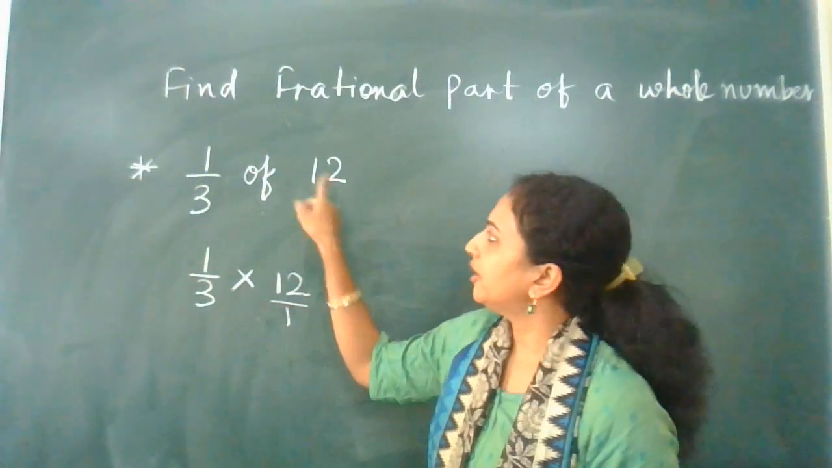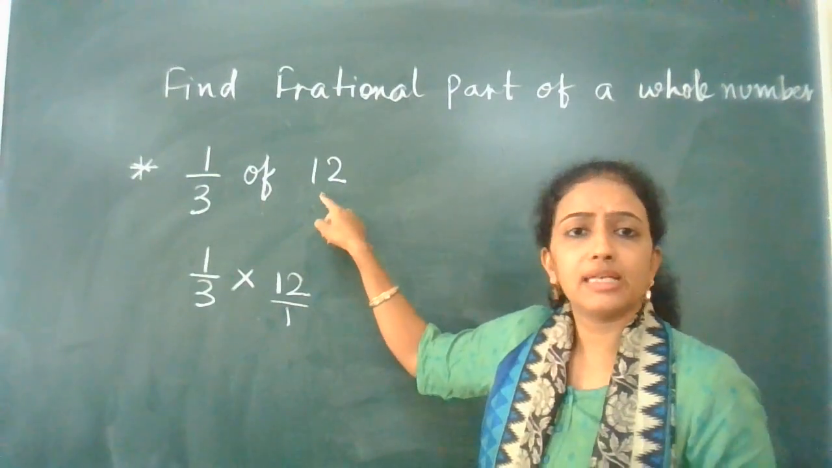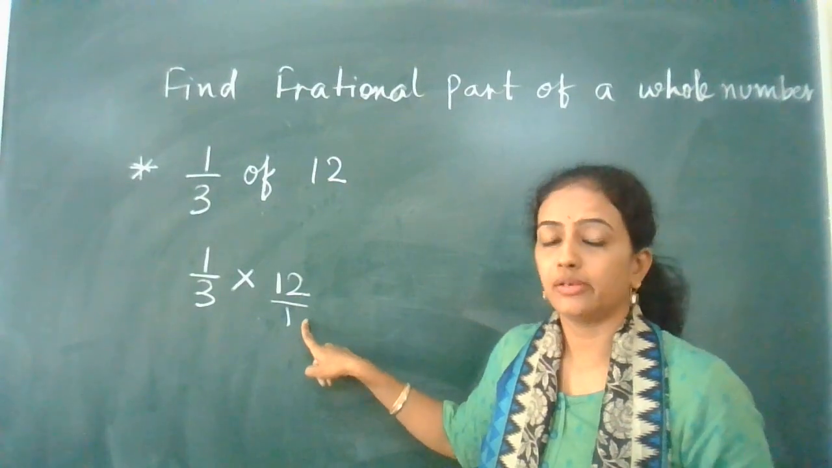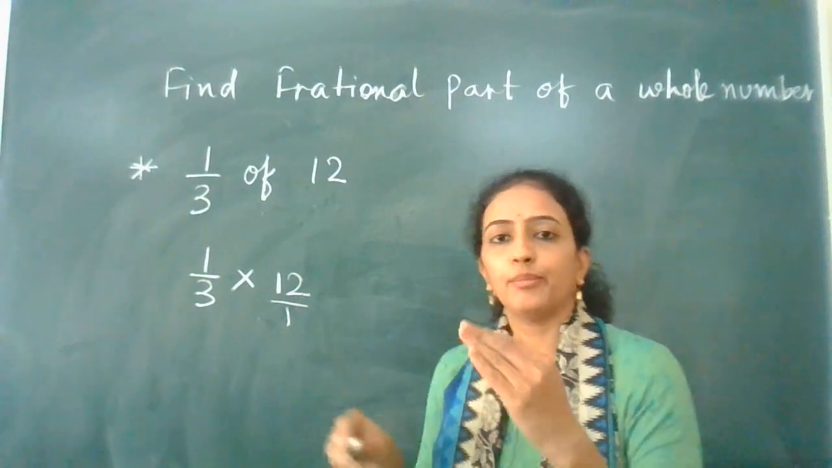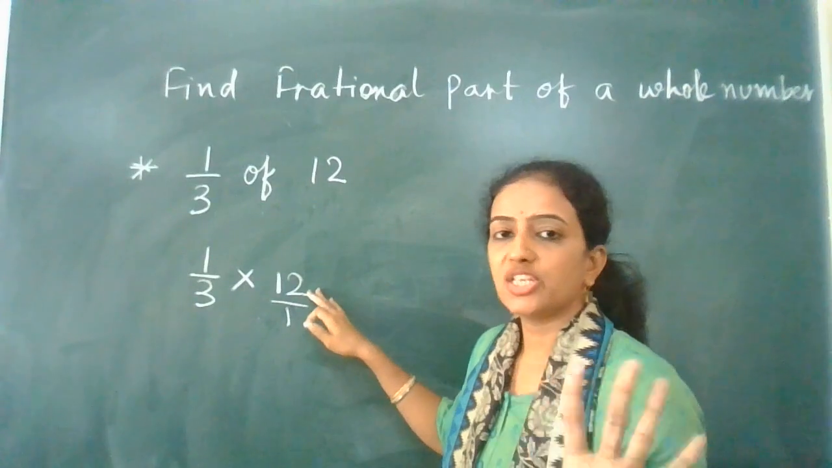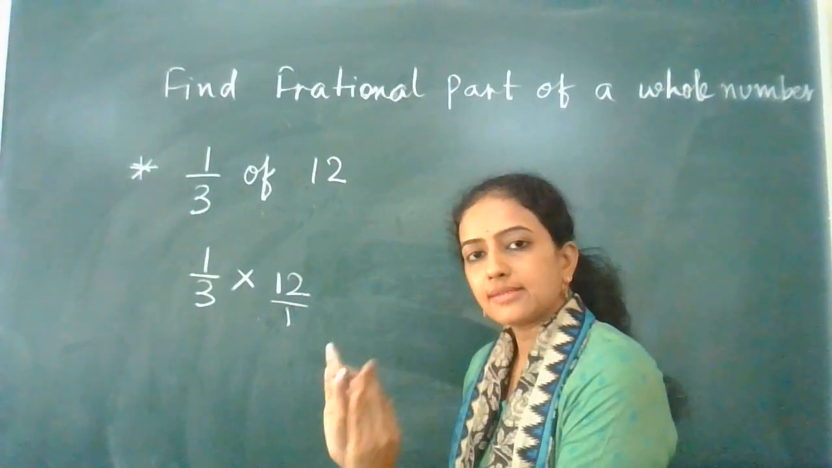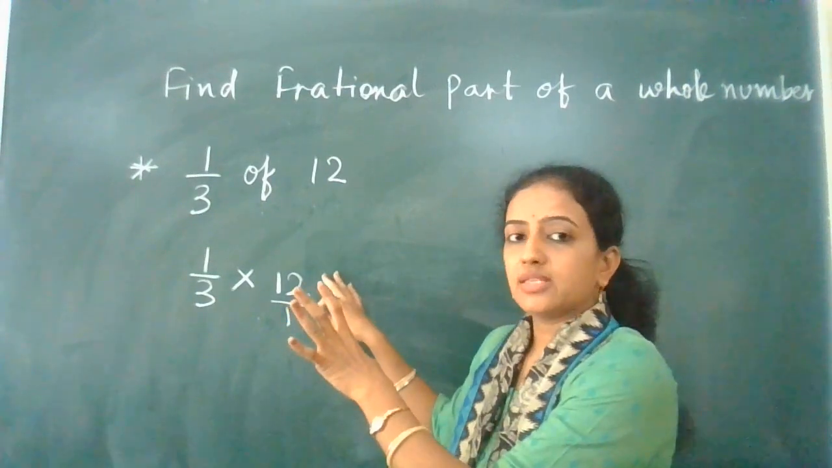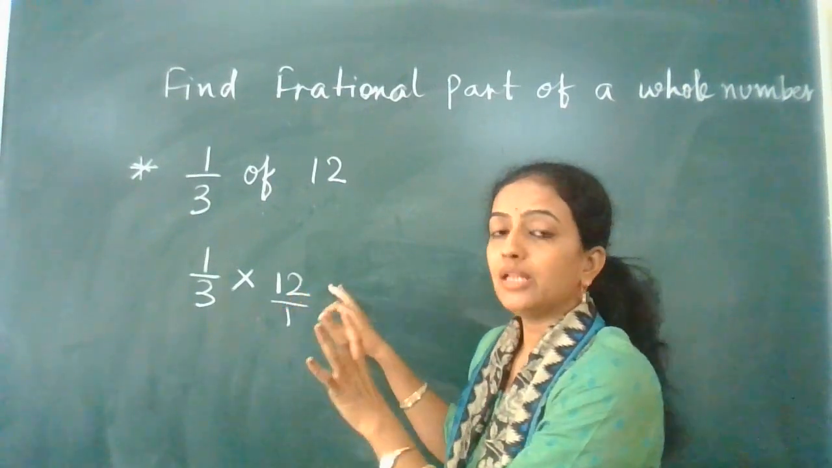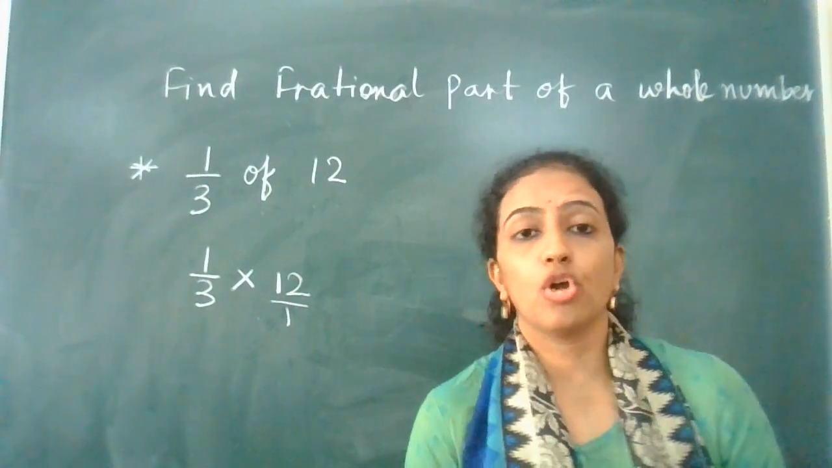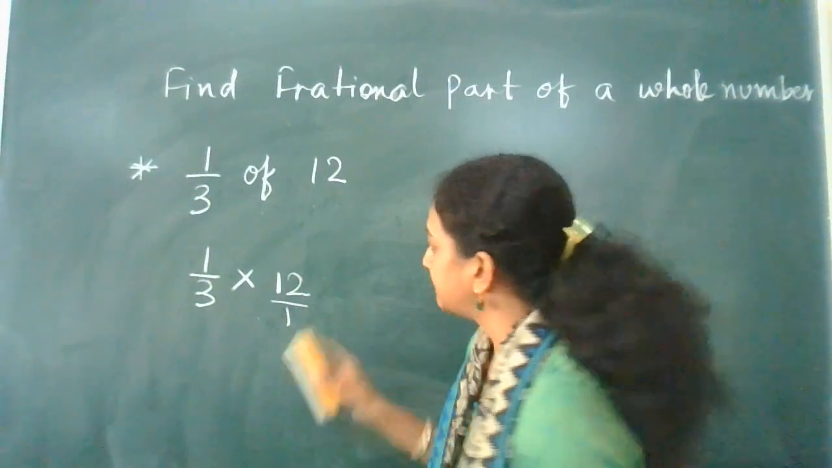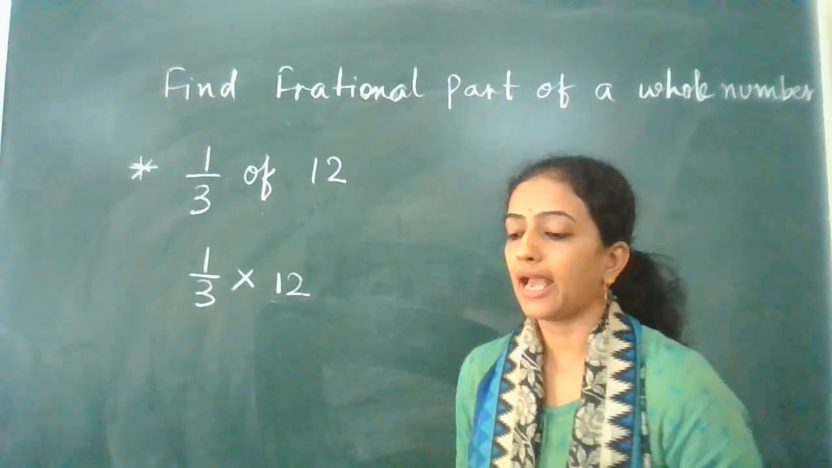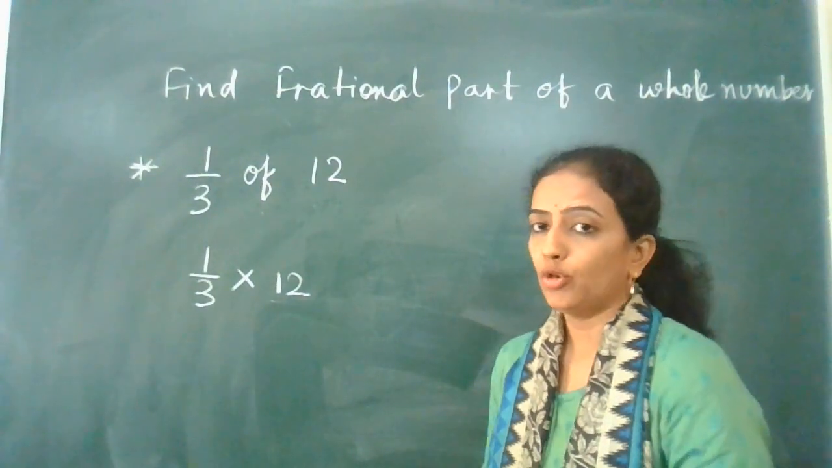Always. Here it is not shown. That does not mean it is not there. It is there. Always 1 is there as a denominator. Now when I am putting 1, it is not changing the value of 12. 12 is as it is. By putting this 1, the 12 is still as it is. I am not changing the value of 12. So whenever you make any changes, it should not change the basic value. So all the whole numbers have 1 as a denominator.